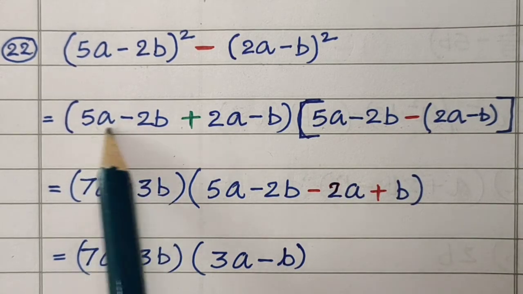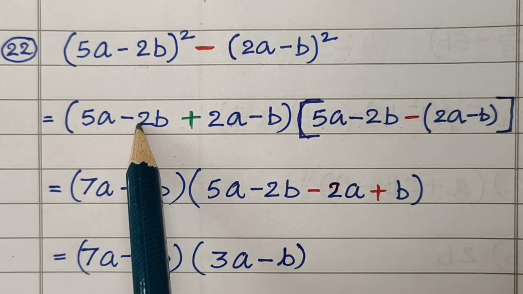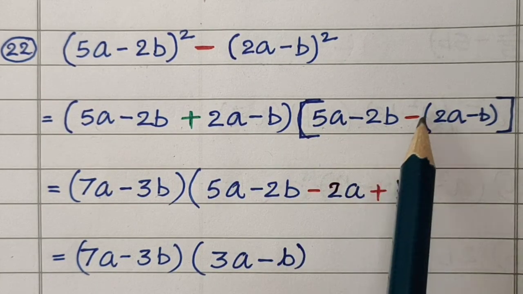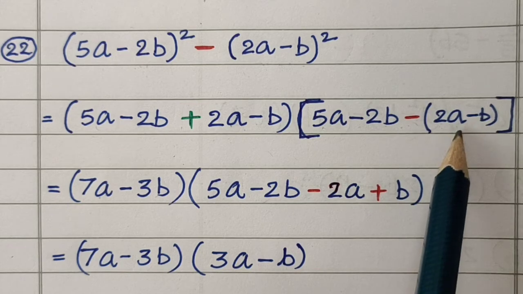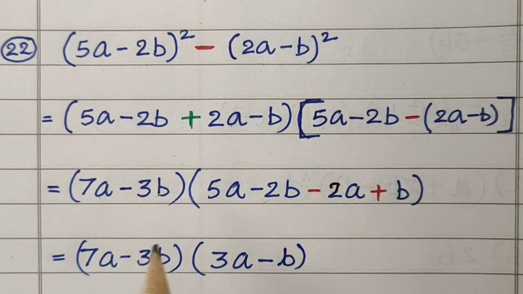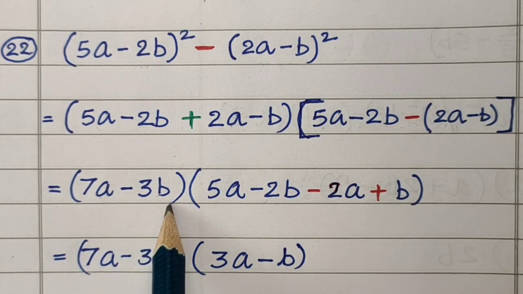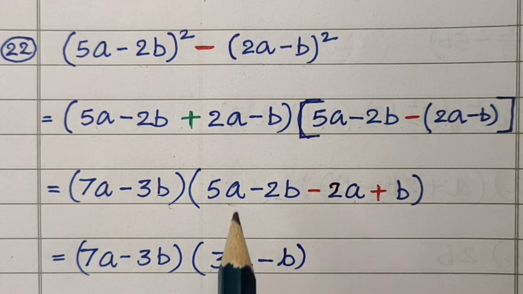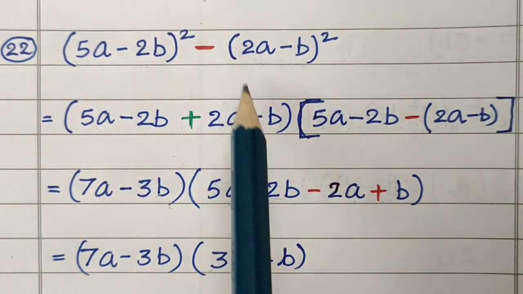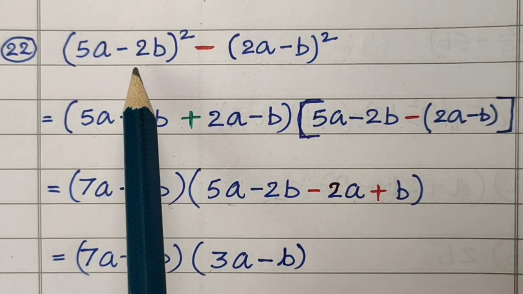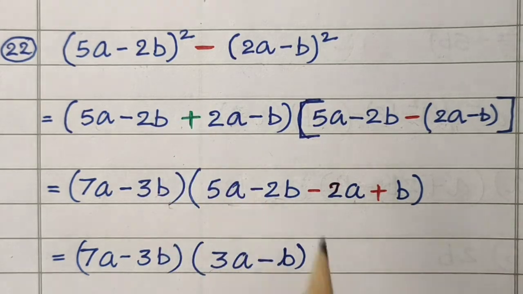7a, 5a plus 2a is 7a, minus 2 minus 1 is minus 3b. 5a minus 2b, introduce this minus into the small bracket: minus 2a, minus into minus plus b. 7a minus 3b, here 5a minus 2a is 3a, minus 2b plus b is minus b. We just got it in 3 steps, very easy. But you need to be careful when observing the problems.